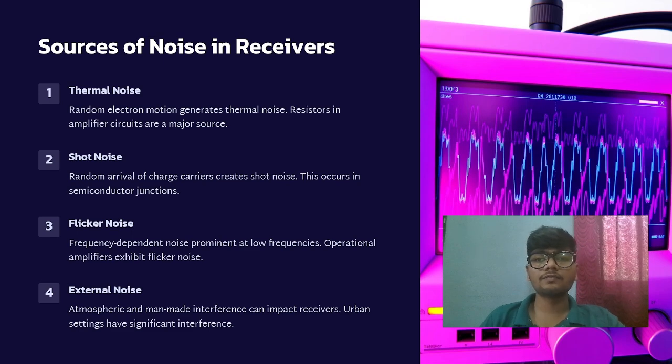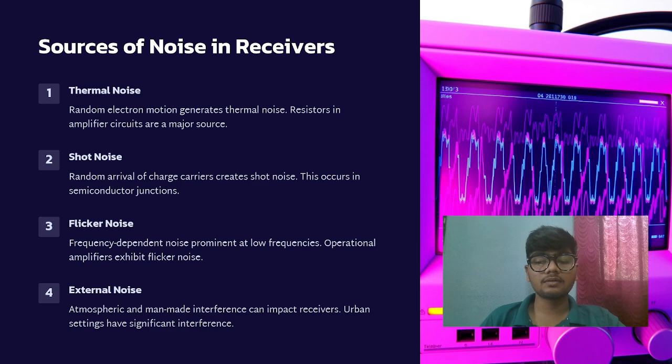Now the sources of noise in receivers. There are four types of sources: thermal noise, shot noise, flicker noise and external noise. First, thermal noise. Random electron motion generates thermal noise. Resistors in amplifier circuits are a major source. Shot noise: random arrival of charge carriers creates shot noise. This occurs in semiconductor junctions.